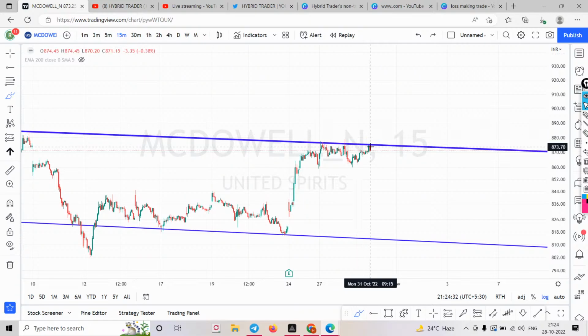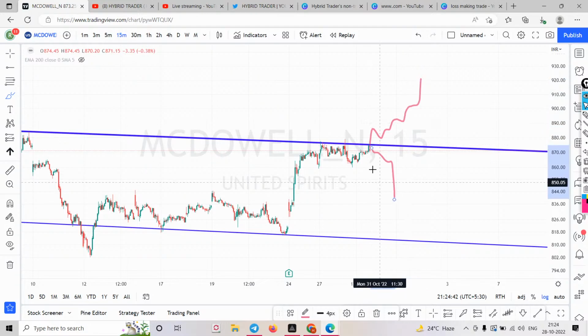So someone has to give it up. Either the seller will give it up: if the seller gives it up, the stock will go up. If the buyer gives it up, then the stock will come down. So I'm just trying to take that advantage. If MACD goes up, I'll get into huge profit. If MACD comes down, what will I do?